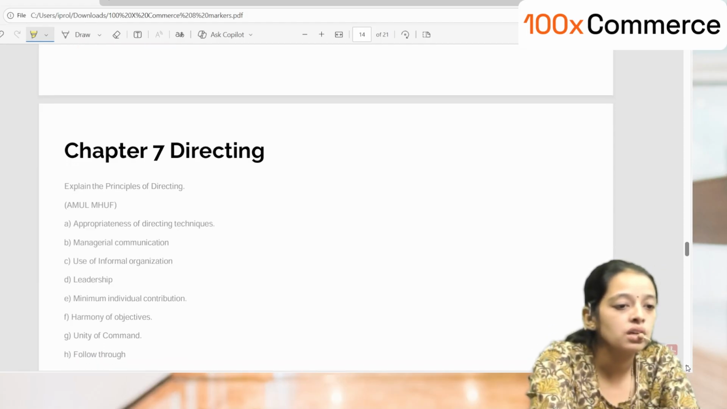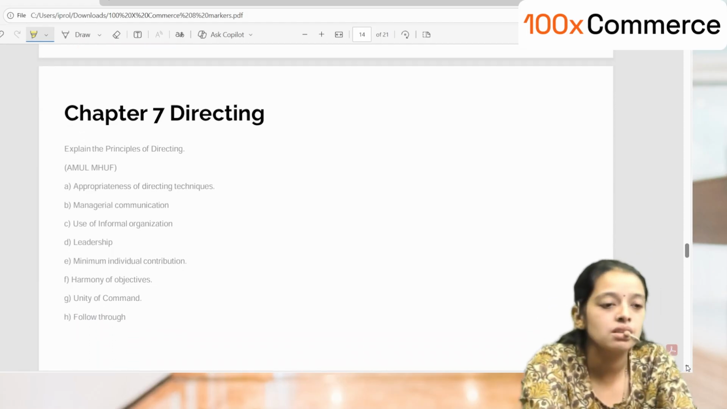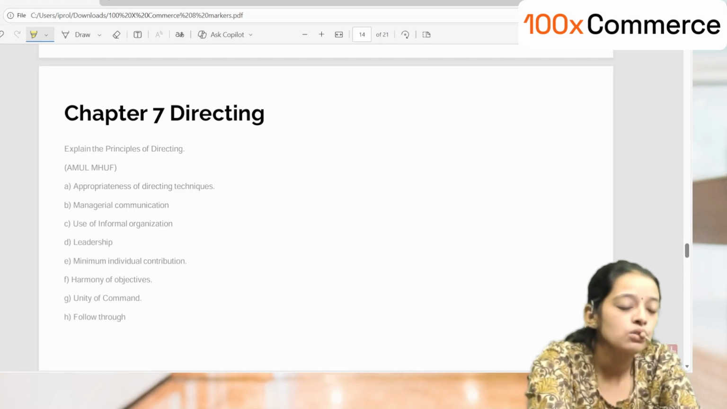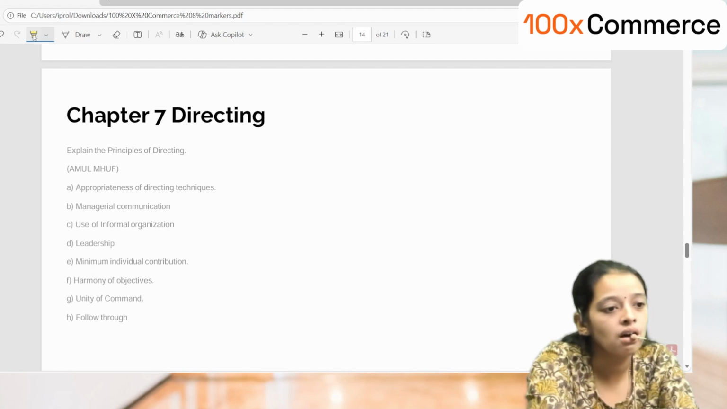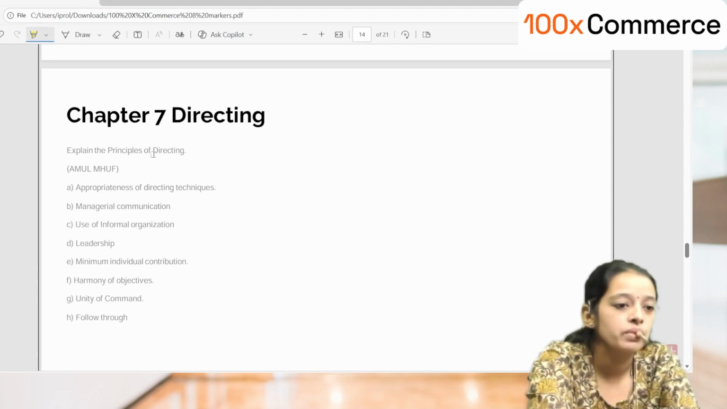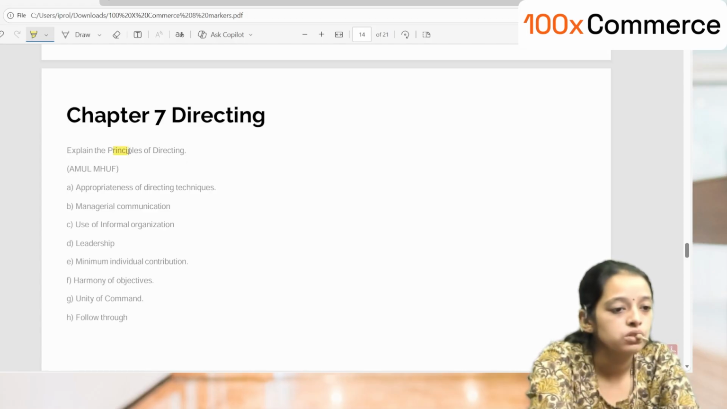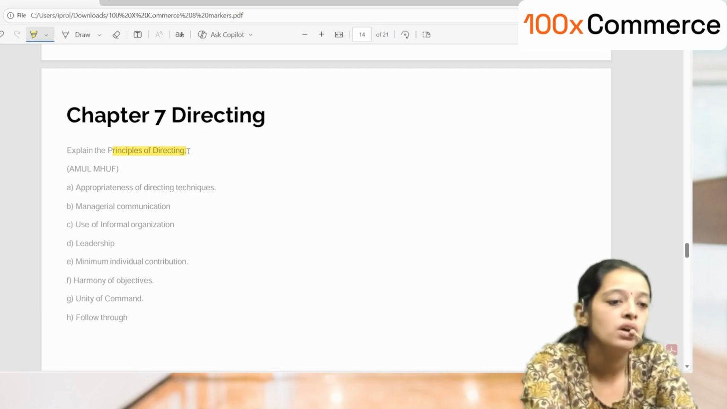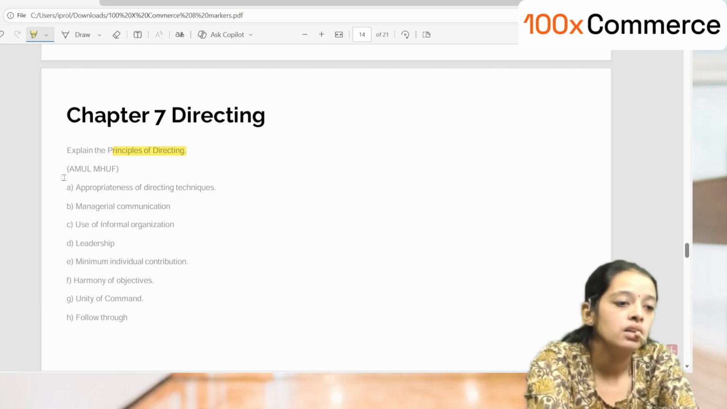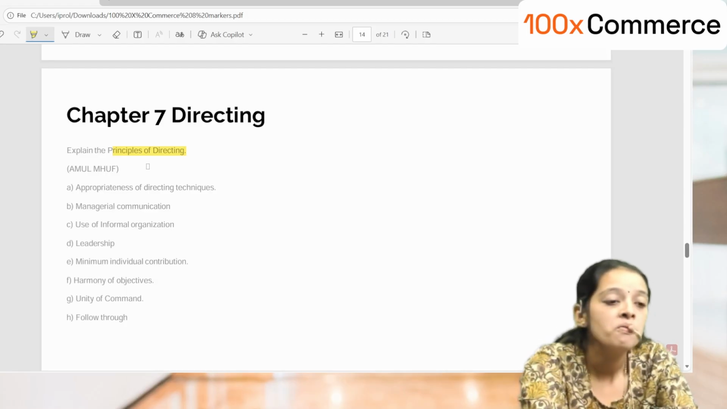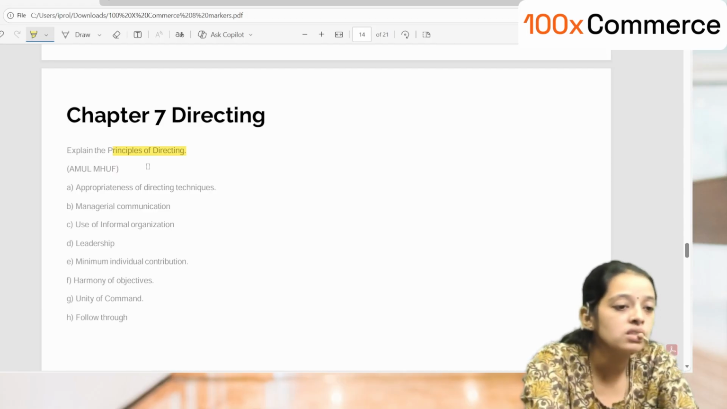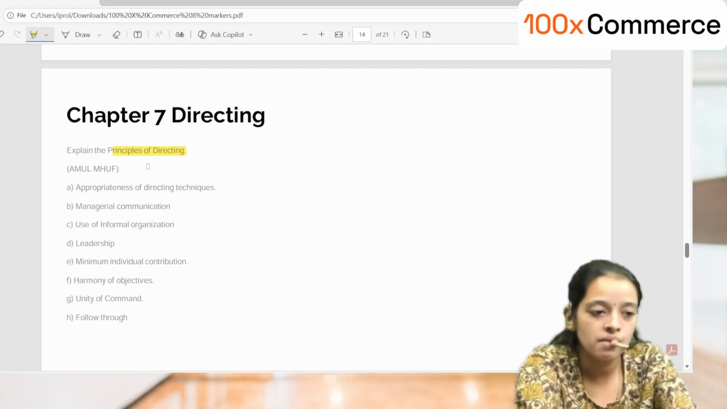So the next one, coming to the next lesson, that is directing. The first very important question which they might ask in the exams will be regarding principles of directing. That is, what are the different principles of directing. Directing, as we know, is one of the most important functions of management, which will basically influence the overall behavior of the employees.